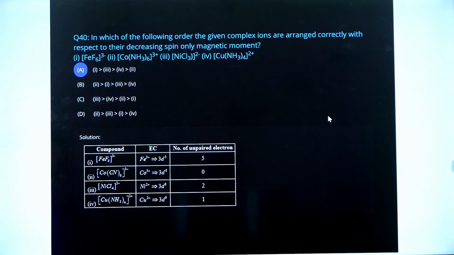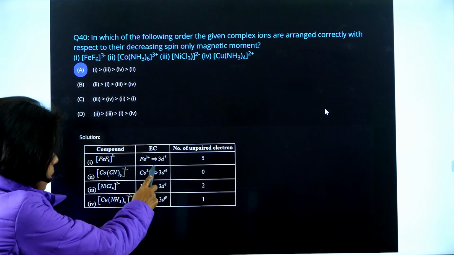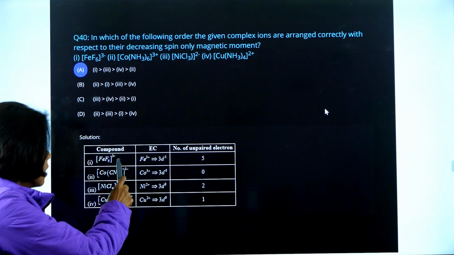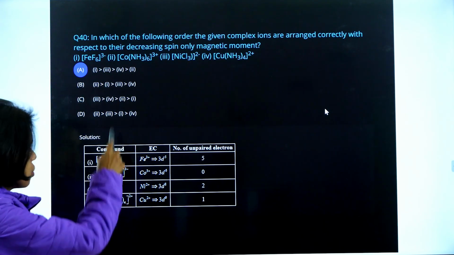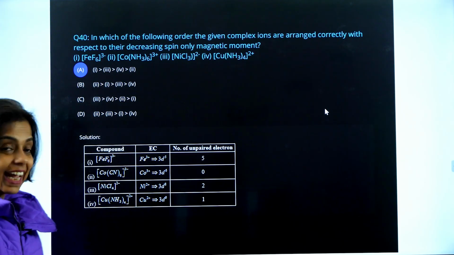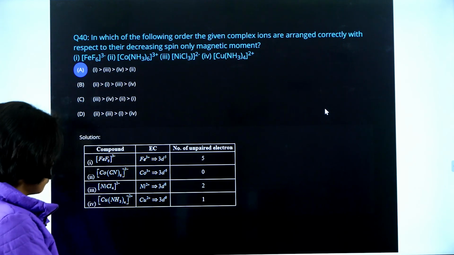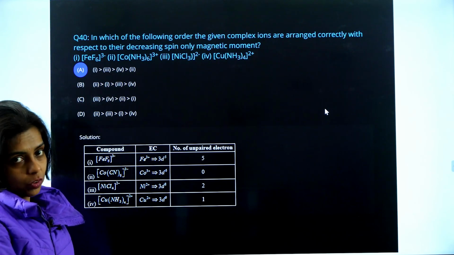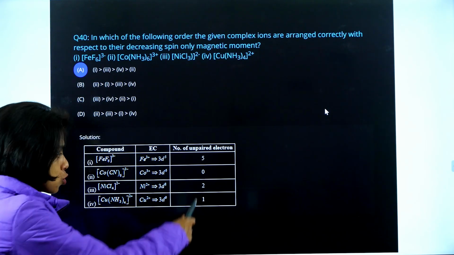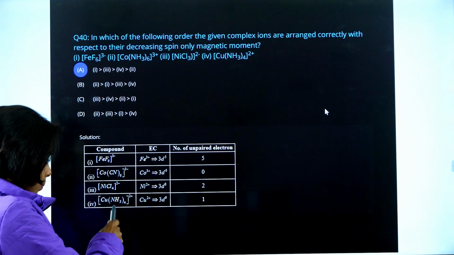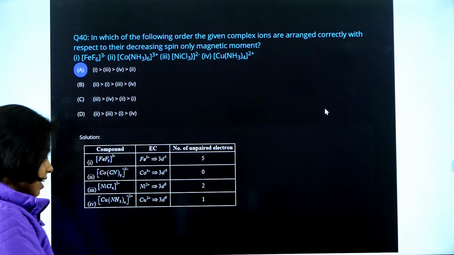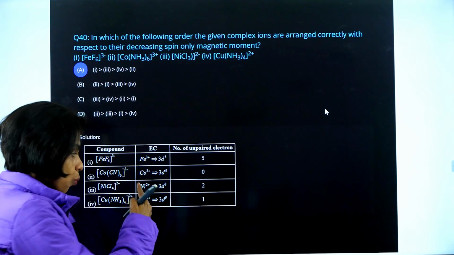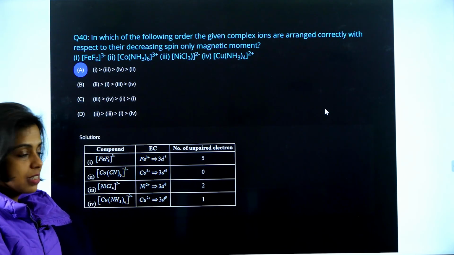So you can see Fe3 positive, 3d5 configuration, 5 unpaired electrons. Cobalt 3 positive, 3d6, and NH3 here. NH3 will do the pairing, and again you will not get any electron which is single, so 0. And NiCl4 2 negative, chlorido, again you can see 3d8 configuration. Chlorido is a weak field ligand, will not do the pairing, so 2 unpaired electrons. And we have this copper complex with amine, 3d9 configuration. Again, you will have 1 unpaired electron, and hence the number of unpaired electrons is this.